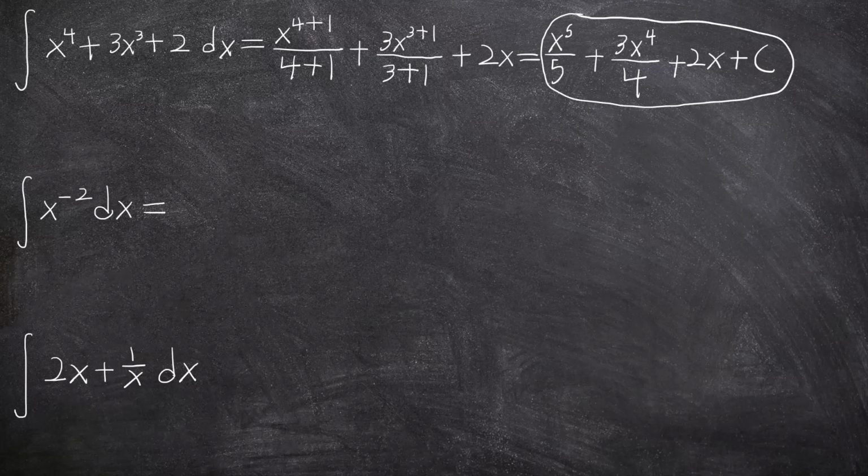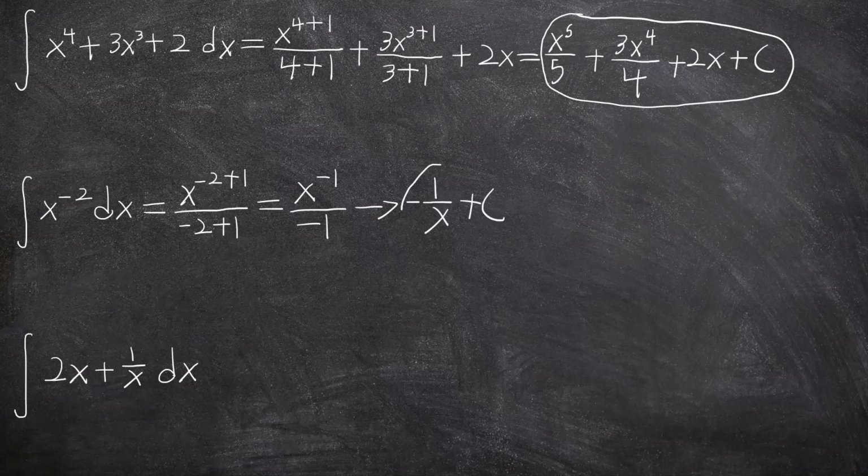Now, starting with the second problem, we will write this out as x to the negative 2 plus 1 over negative 2 plus 1. This gets us x to the negative 1 over negative 1, which can be rewritten as negative 1 over x plus c. This will be the final answer for the second one.